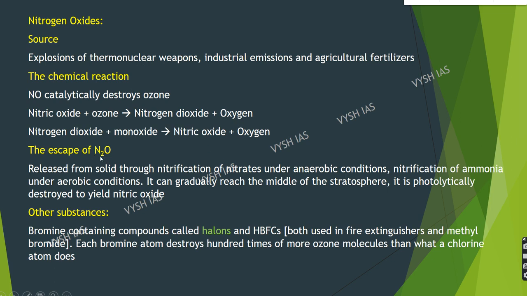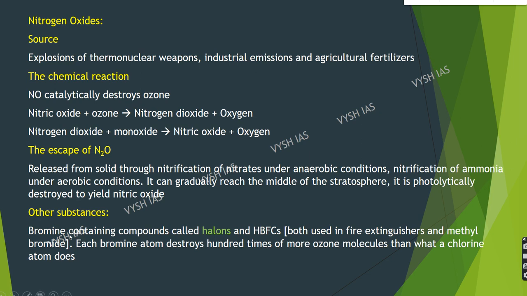Escape of nitrous oxide. Nitrous oxide is released from soil through denitrification of nitrates under anaerobic conditions and nitrification of ammonia under aerobic conditions. It can gradually reach the middle of the stratosphere. It is photolytically destroyed to yield nitric oxide, which destroys ozone.